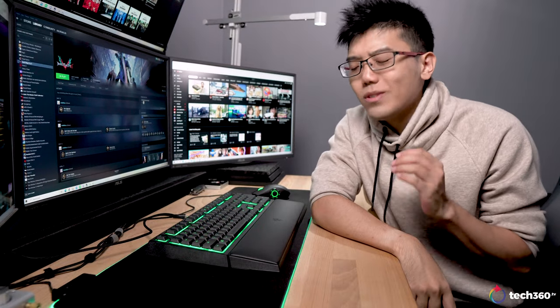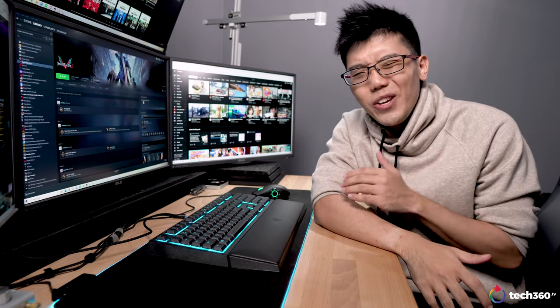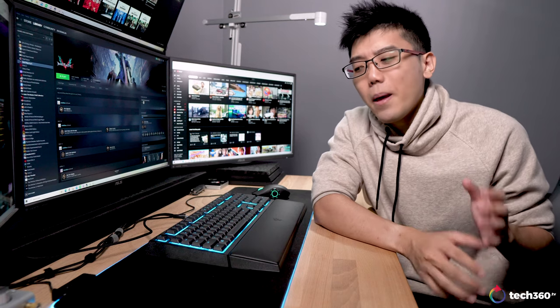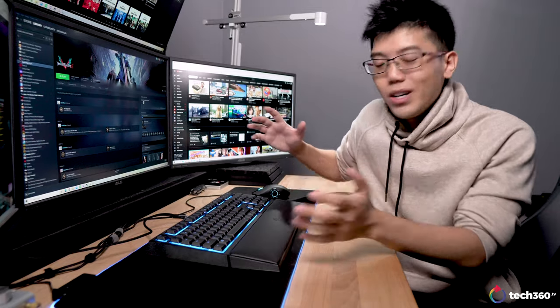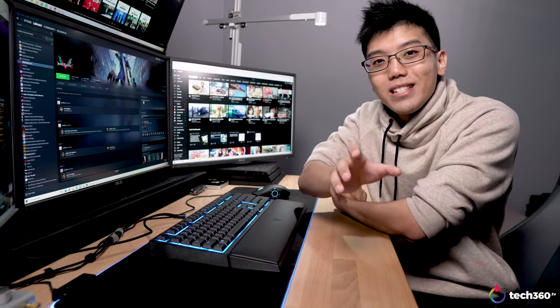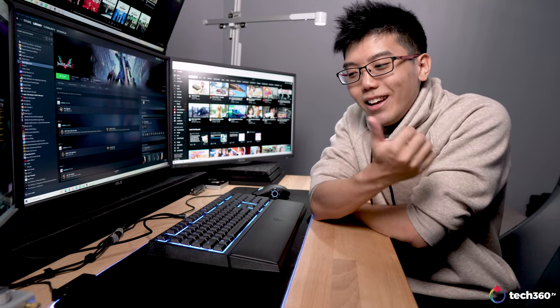Now if you're someone who owns the original Razer Ornata, the V2 isn't that much of an upgrade. But for the rest of you out there, if you're looking for something unique, you prefer a full-size keyboard and you miss that feeling of a membrane keyboard, the Razer Ornata V2 might be an interesting choice.